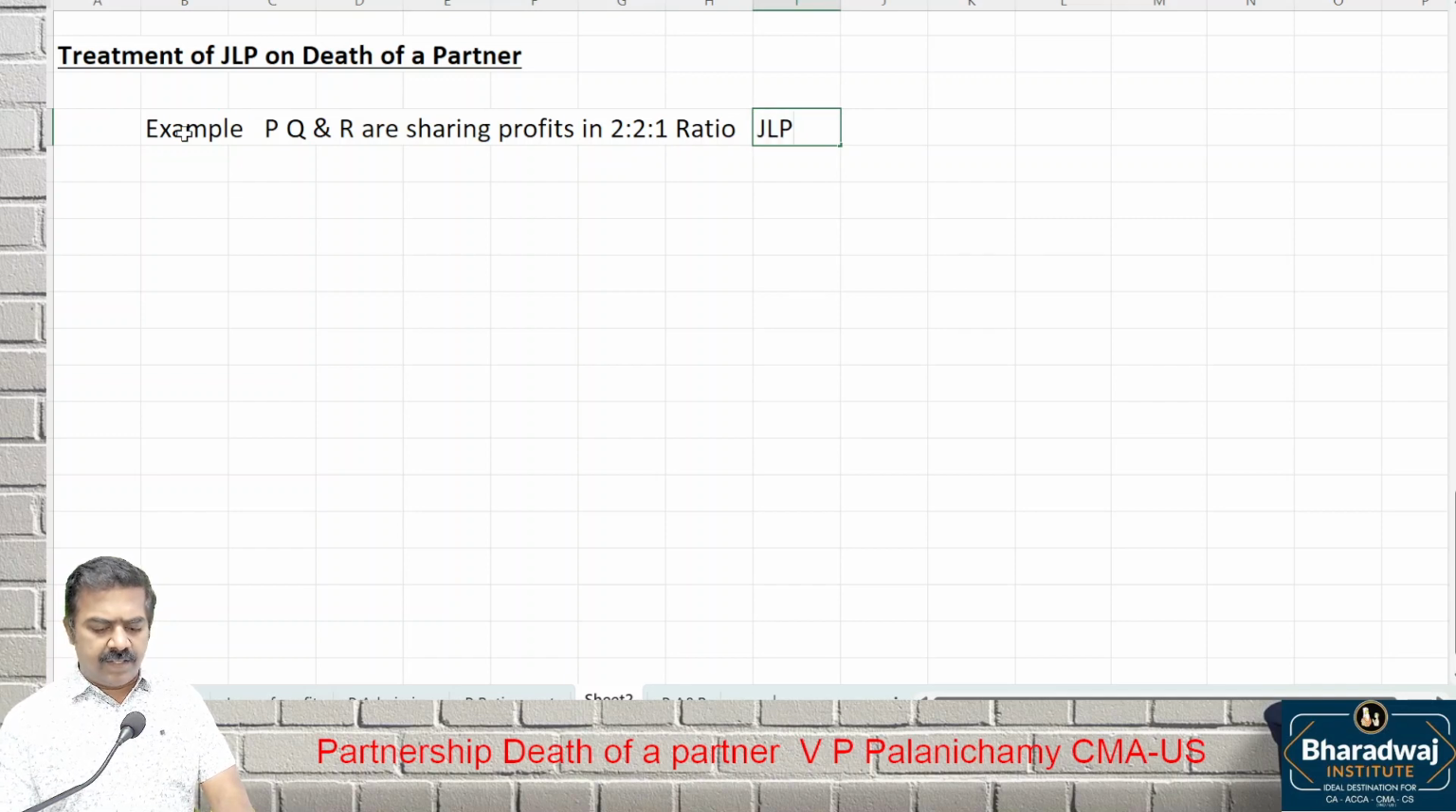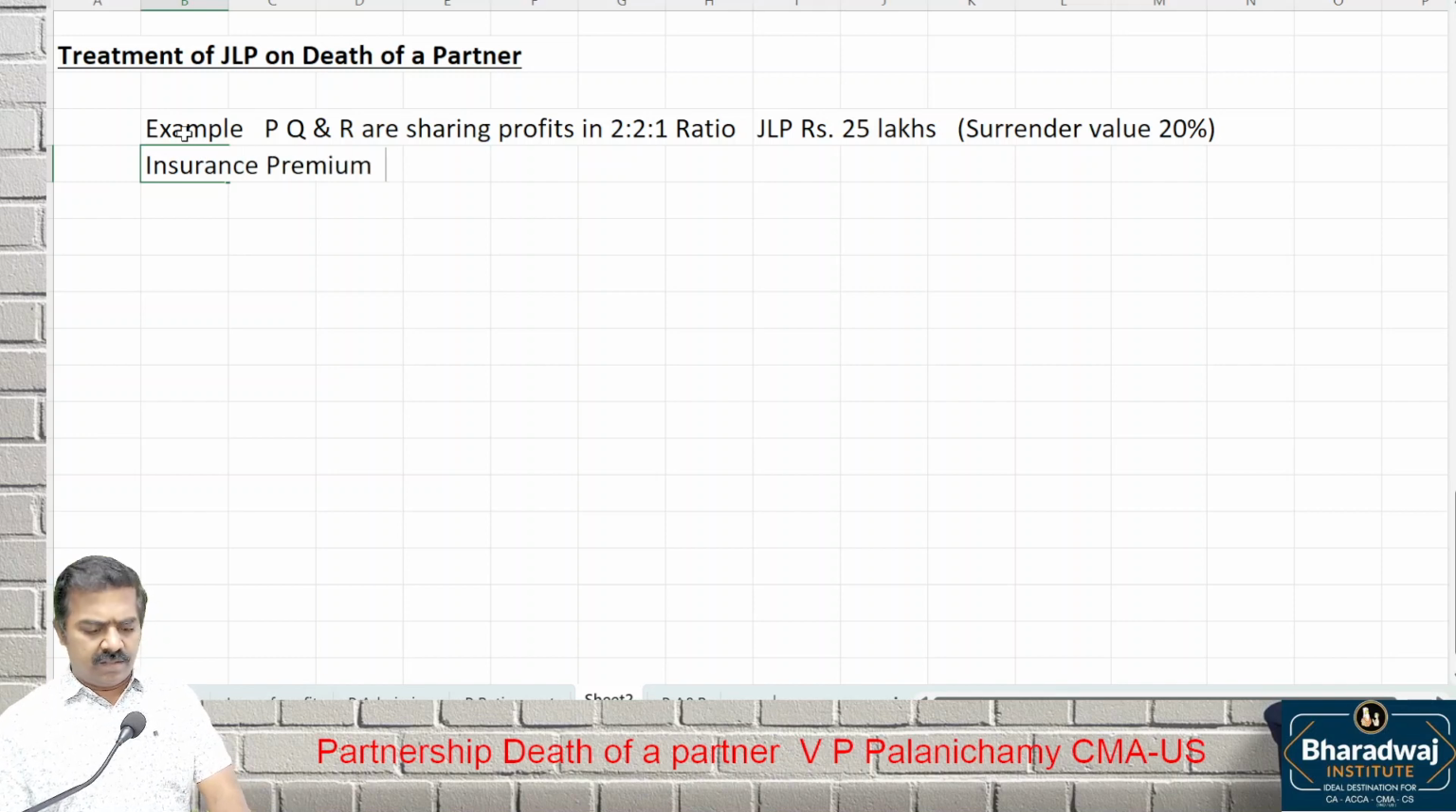Joint life policy, rupees 25 lakhs. Surrender value 20%. Insurance premium 50,000 per annum. Or died.